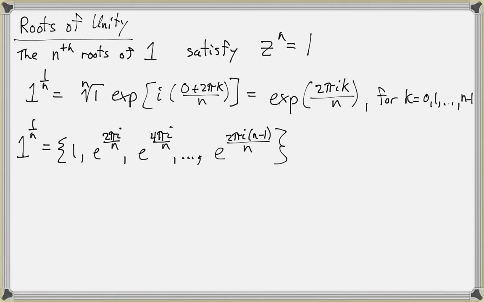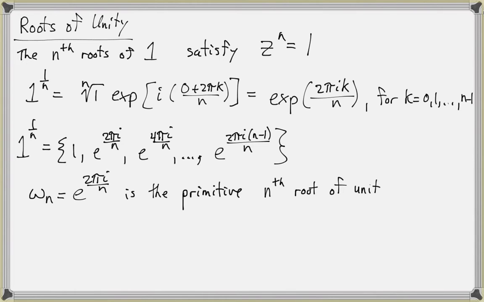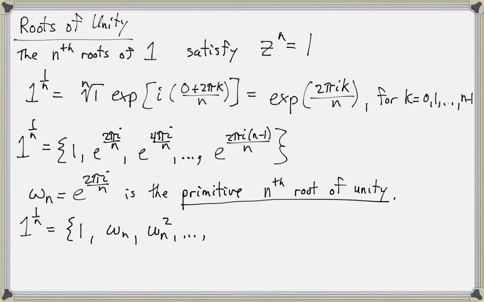So I'm going to write ω_n as e^(2πi/n), and this is called the primitive nth root of unity. Then the set of roots of unity becomes 1, ω_n, ω_n squared, all the way out to ω_n to the power n minus 1.